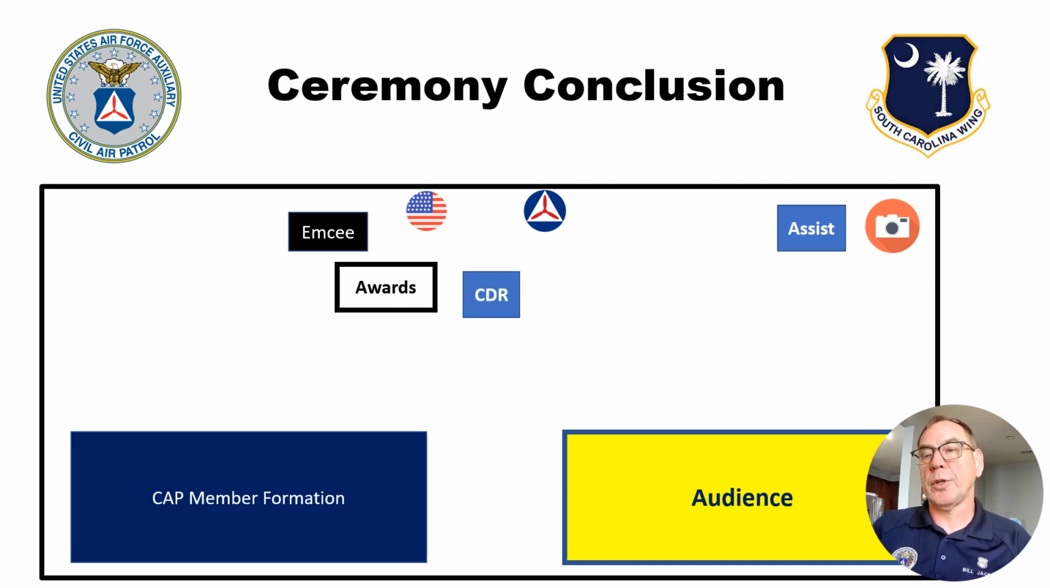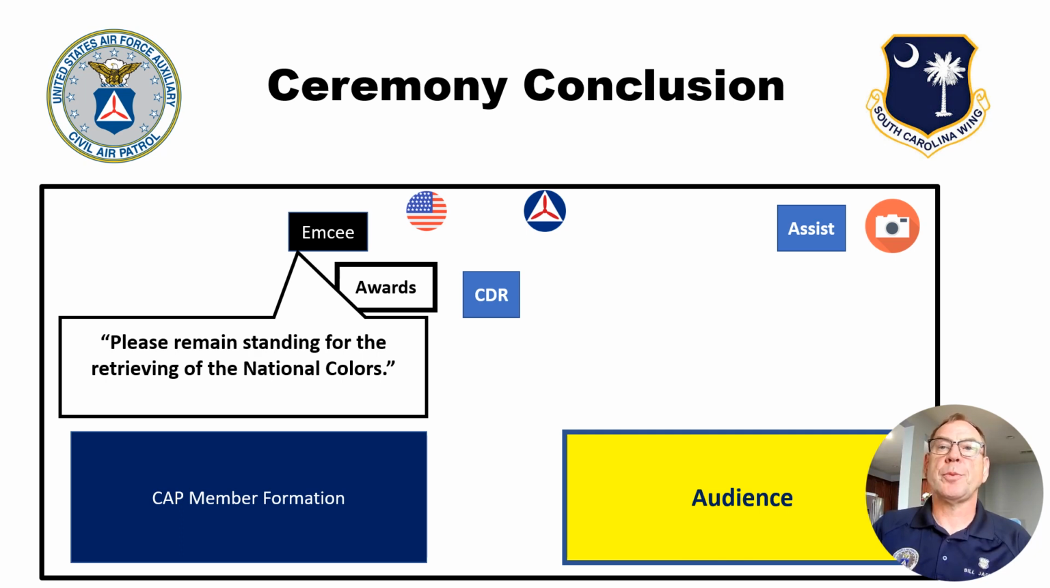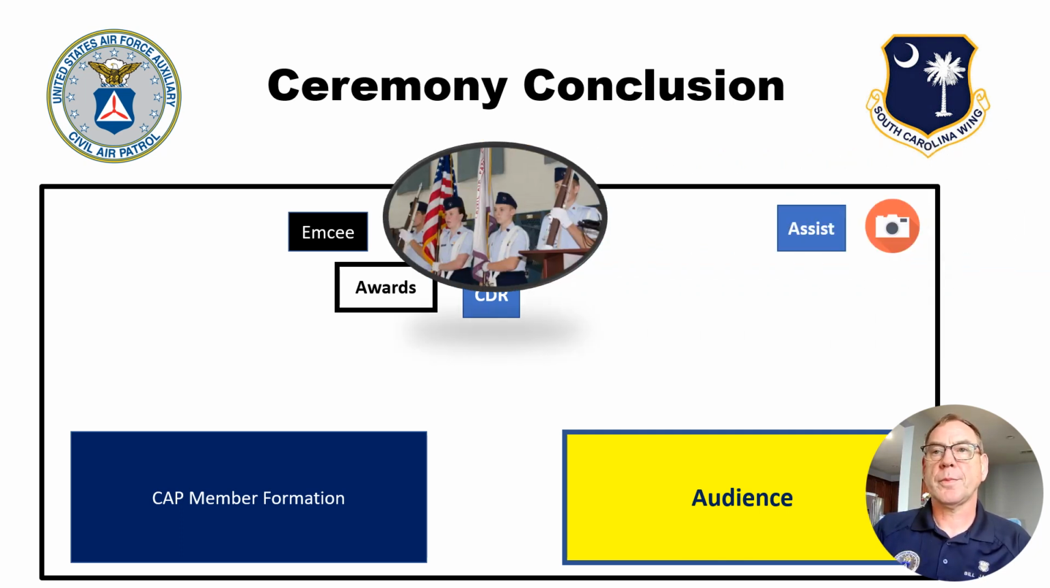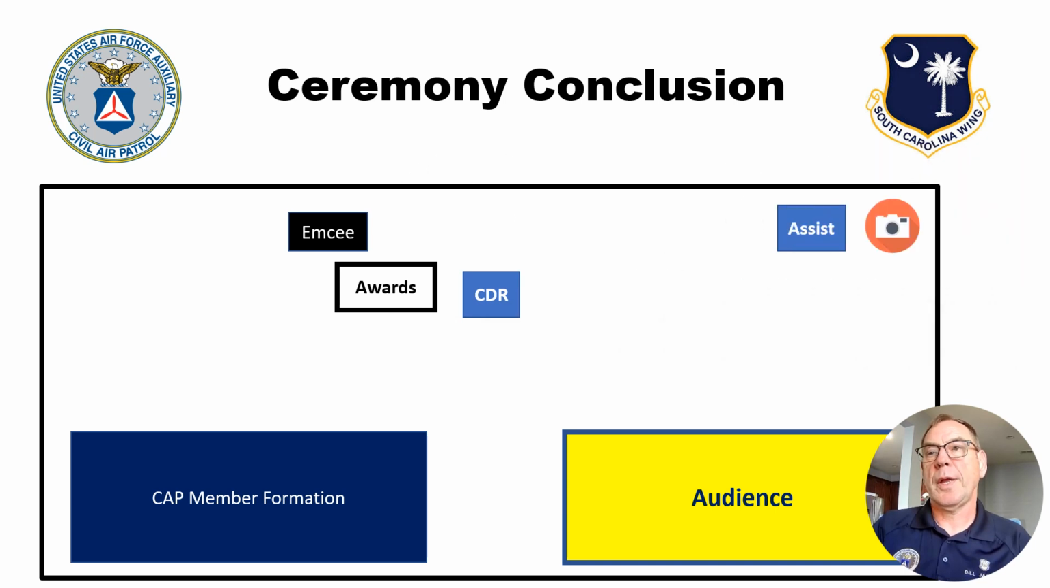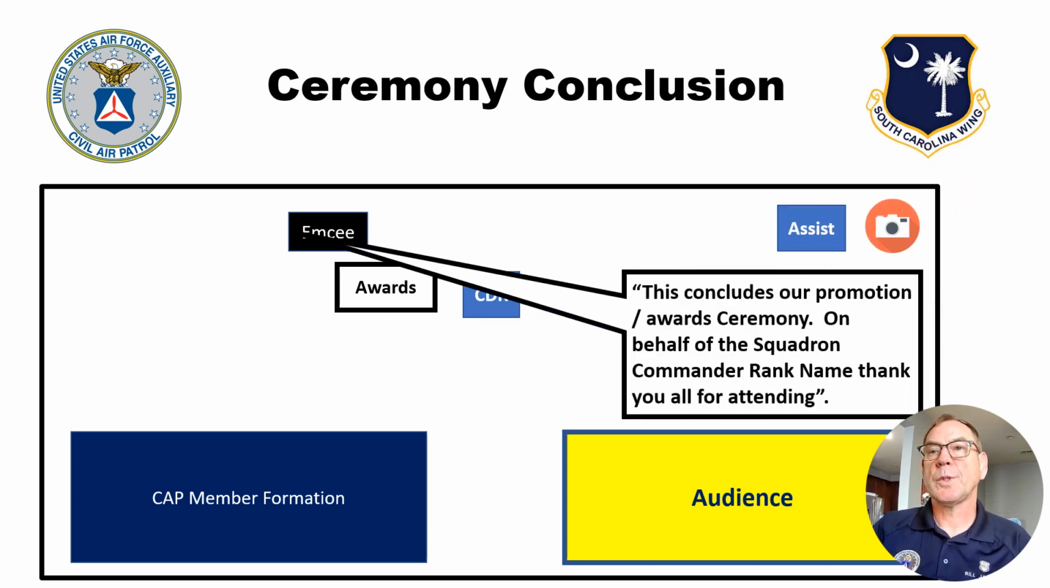Now, the ceremonial conclusion. Please remain standing for the retrieving of the national colors. We have the color guard coming in. They're going to obviously retrieve the colors, and then they'll exit. At this point, the MC will say, this concludes our promotion or awards ceremony. On behalf of the squadron commander, whose name is rank name, thank you all for attending.